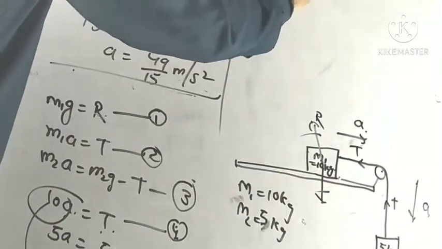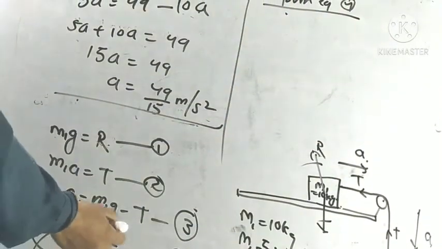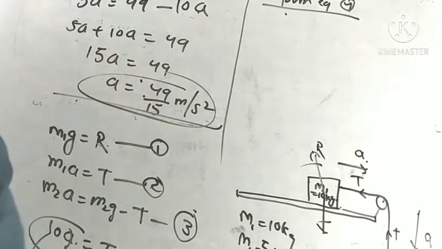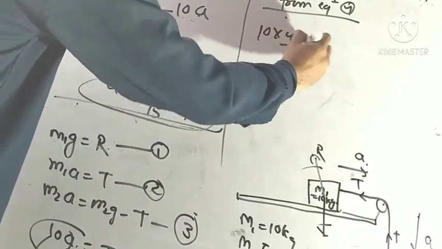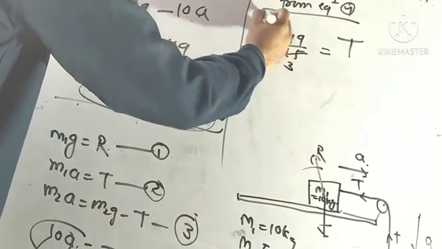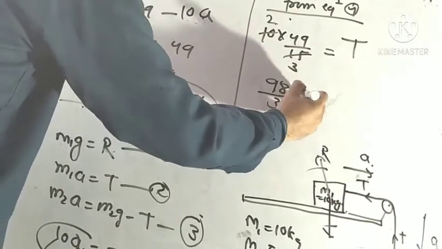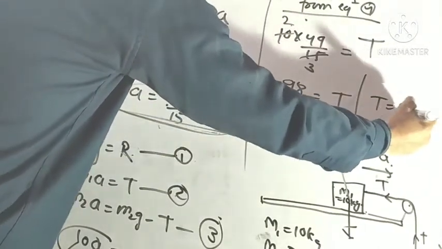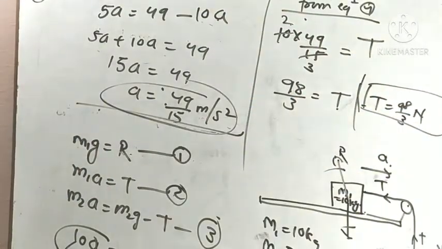Okay, from equation number 4 we put the value of acceleration. We already got acceleration here, so A is equal to 49 upon 15. 49 upon 15 is equal to T, upon 3. So finally tension is equal to 98 upon 3 Newton. Okay, this is our final value of tension T in the string and acceleration.